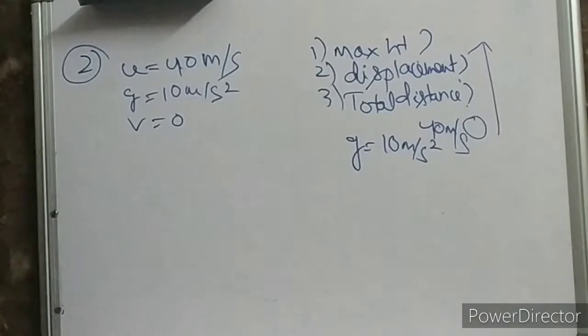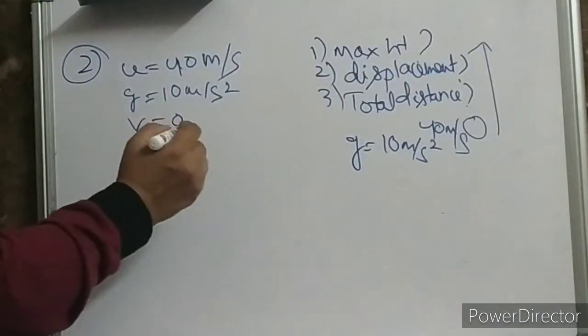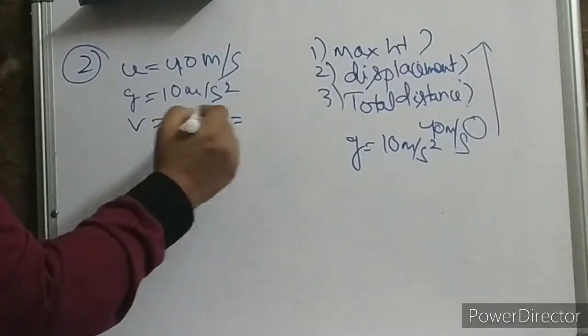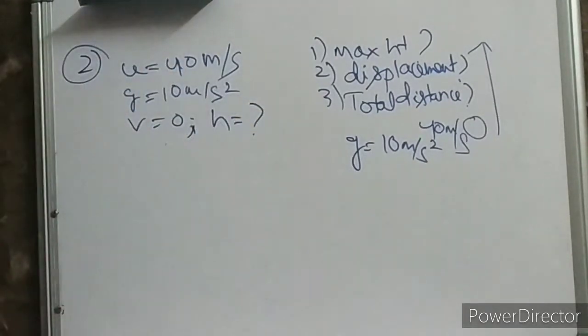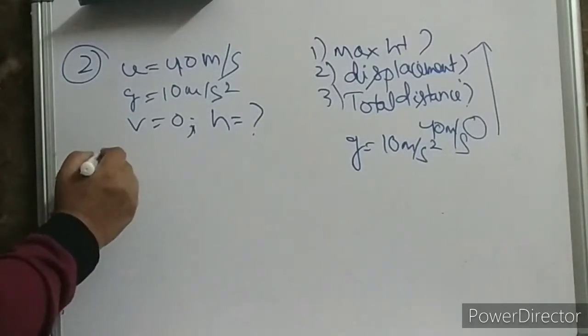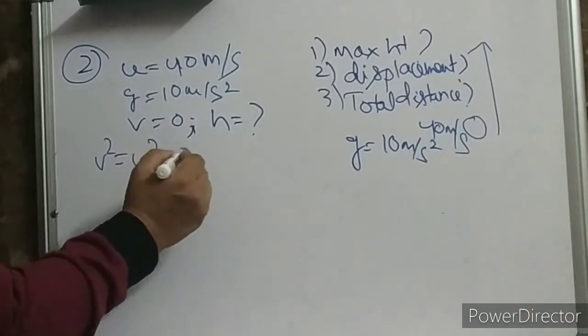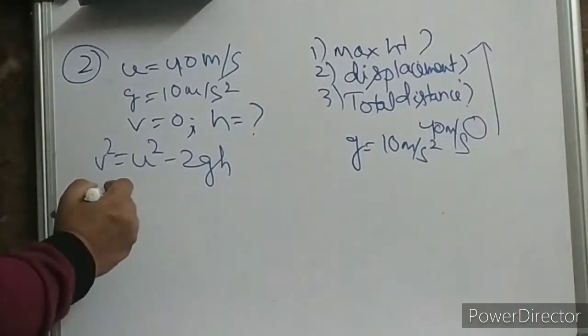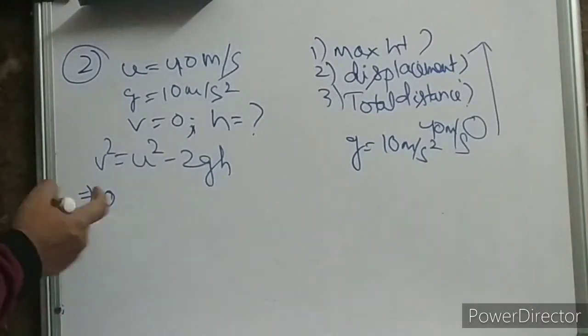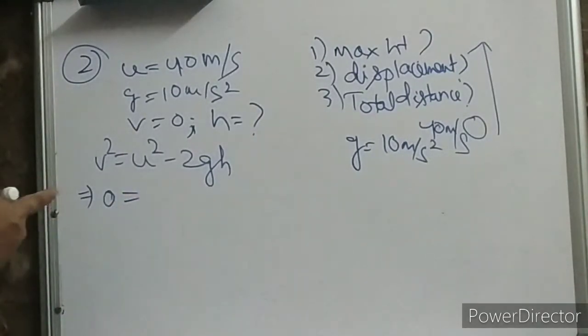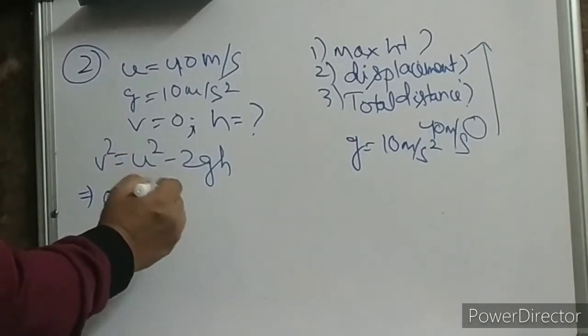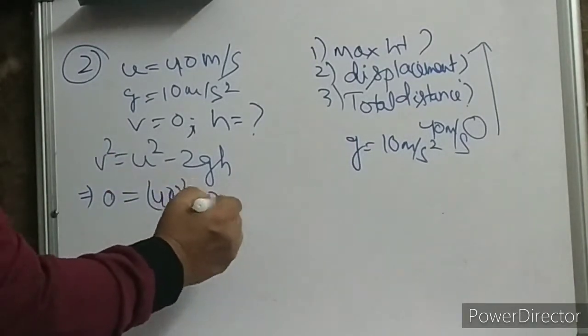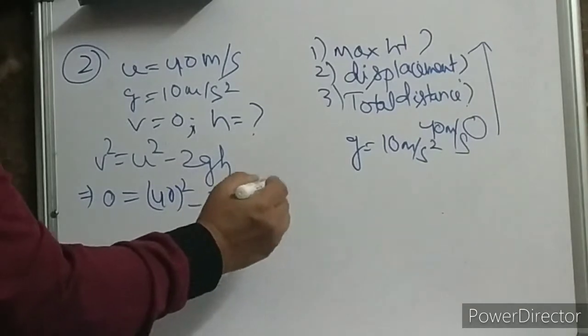Clear? And this is your maximum height. At over here V is equal to 0. You have to find out your H. How to find out H? Which formula? Again the same formula. V square is equal to U square minus 2GH. But calculation is very easy this time because G is 10. So here again V is 0. You have to put all the values. What is U? 0 equals 40 square minus 2 into 10 into H.